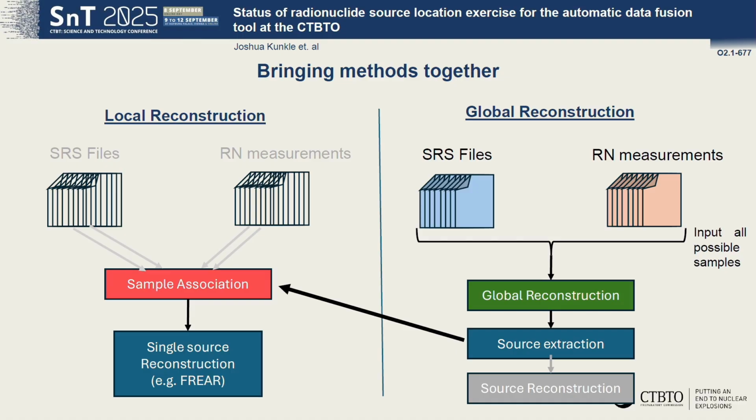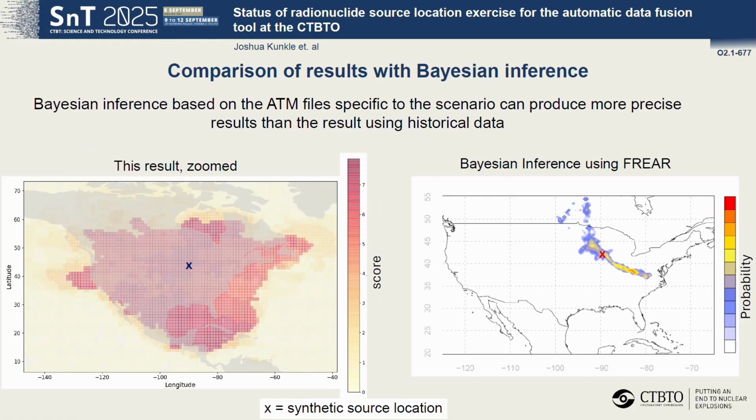We can, for example, take this and put it into Freer. This is what we did here. On the left is this result, zoomed in to match the maps. And this is inputting the same information to Freer. This is the Bayesian reconstruction. And you can see that it's done a lot better in getting the source location in a much smaller area.